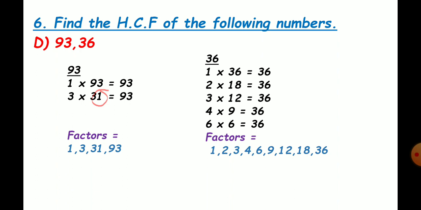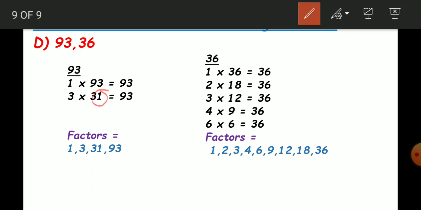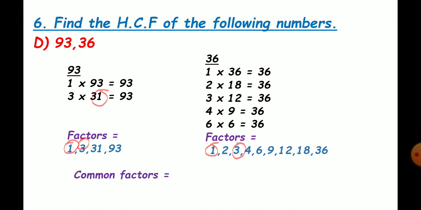Here the common factors are 1 and 3, no. Which are the common factors? 1 and 3. So these two are the common factors. Then the highest common factor, HCF, is 3. Yes, children. So this is also a very easy topic.